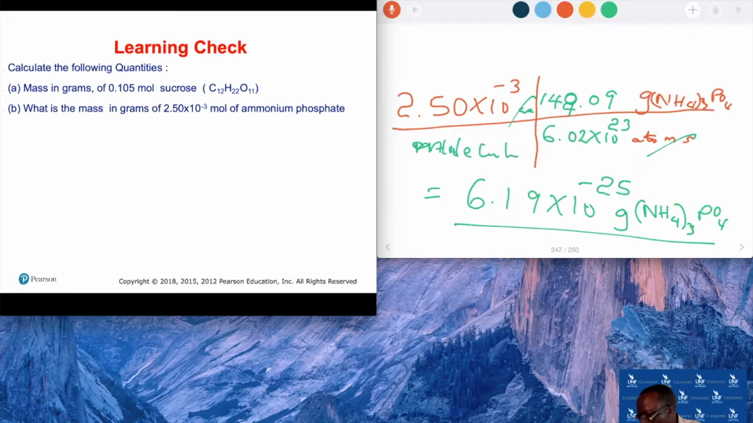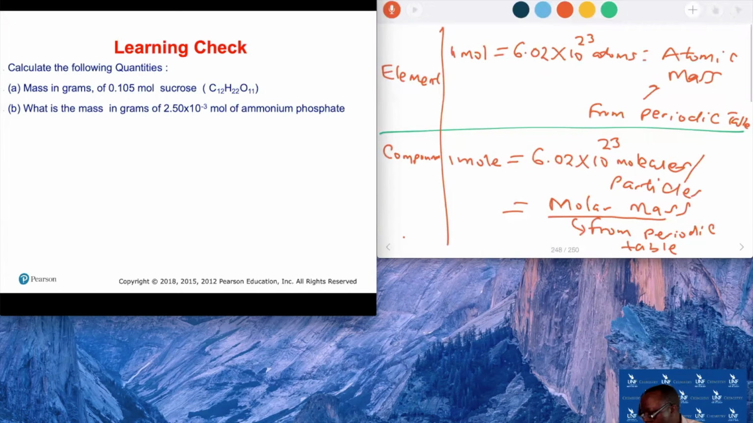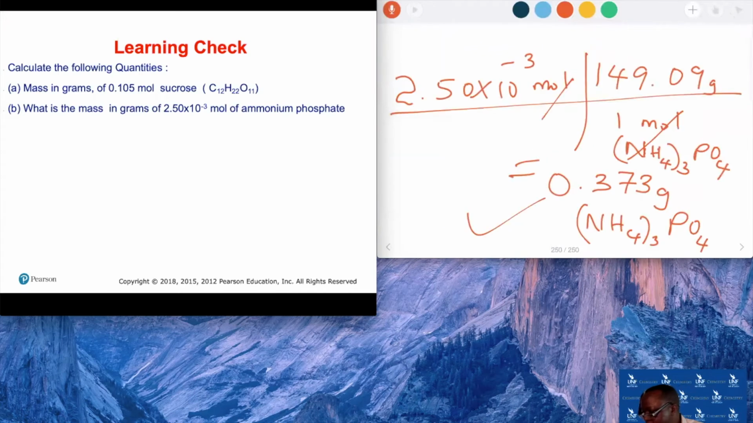If you are given molecules, then this will be the correct answer. But as far as the PowerPoint slide is concerned, using strictly the mole ratio, and then we'll use the grams. In these dimensional analysis problems, it can go any way. You can be given the mass and asked to find the moles. You can be given the grams and asked to find the molecules or atoms.